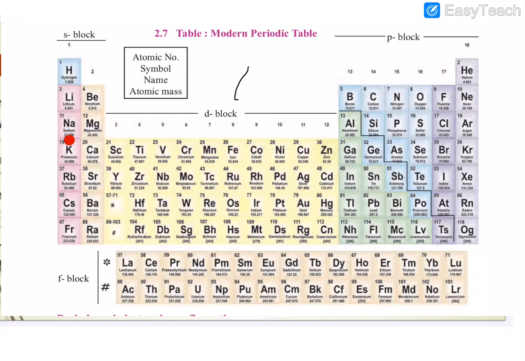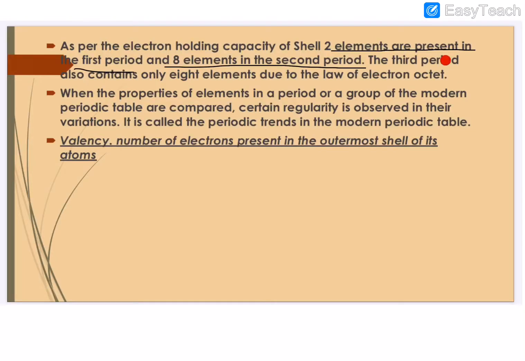So 8 elements are in the second period, and also 8 elements in the third period, and in the fourth period there is a greater number of elements. The third period also contains 8 elements due to the law of octet.